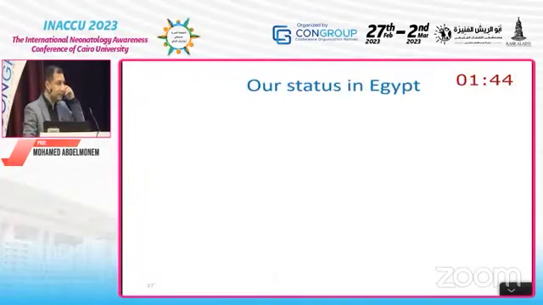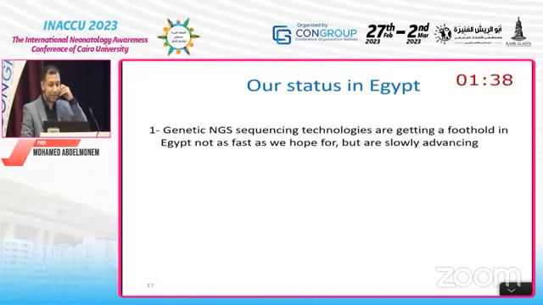Now let's talk about our status in Egypt with regard to these techniques. Genetic next generation sequencing technologies are getting a foothold in Egypt now. It's not as fast as we hope, but we are slowly advancing. The causes for this lag, or for this slow advancement, are known to us all. Number 1, 2, 3, and 4 are funding. It's very, very expensive to do that. And there are also other logistical issues, including the supply chain, the maintenance from the supply companies, and the technical support. It's very weak still in Egypt.